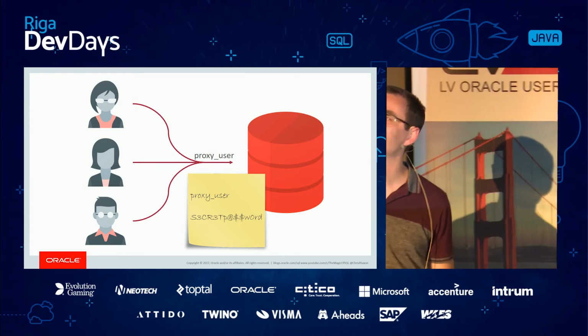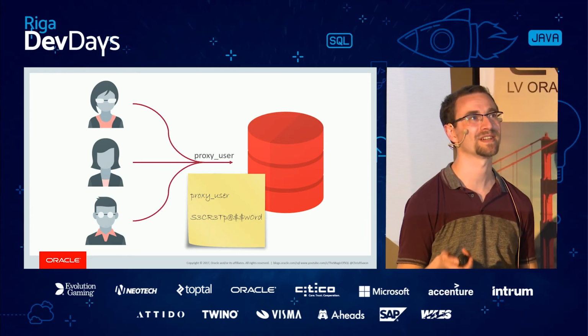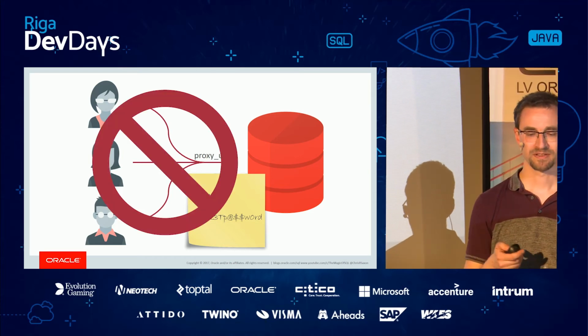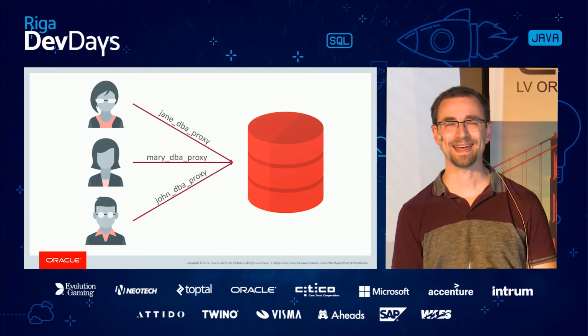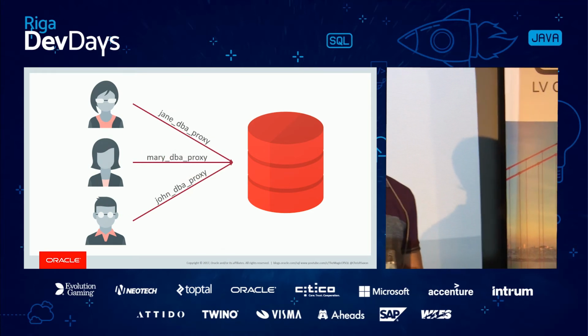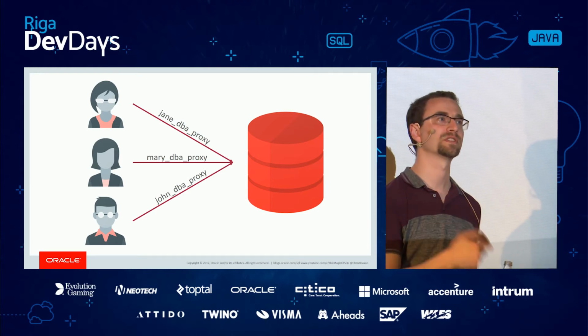So you don't want to be in this situation. You want to be able to identify who does what. You want to know who carried out which particular actions. So you want to avoid this approach. What you can do is set up proxy users for each individual person. So we've restored the identity. We know who does what.